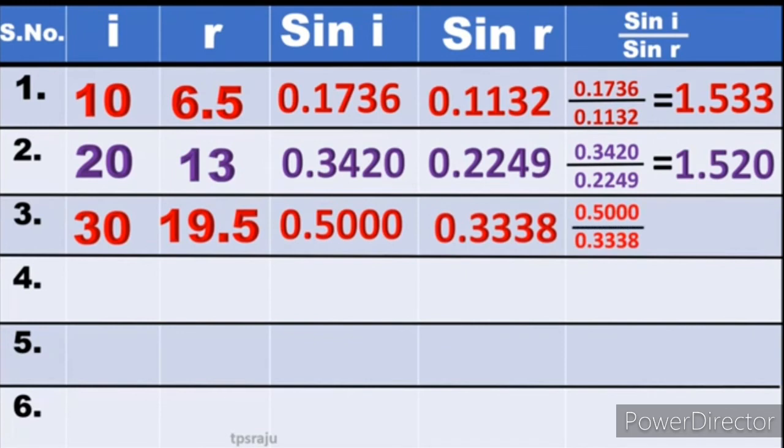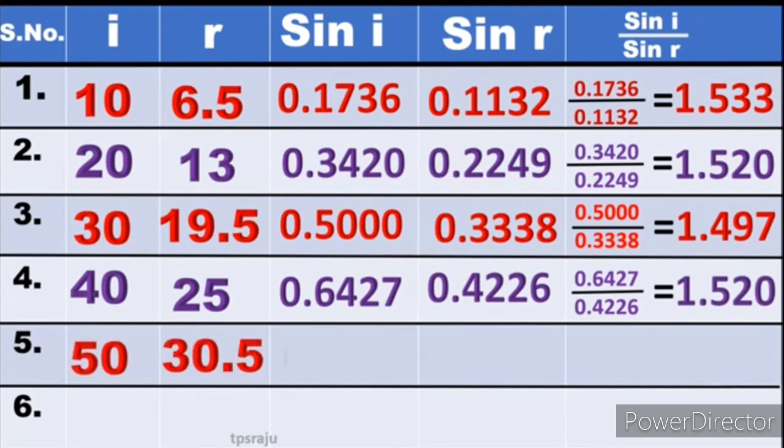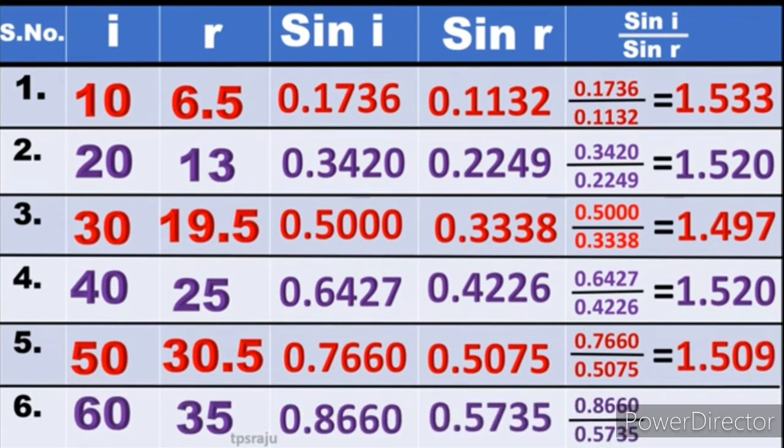Next, find out the ratio of sin i and sin r. For getting sine values, you will use a scientific calculator or sine table. Now, observe the values of sin i by sin r in all cases. Children, in all cases, is the value of sin i by sin r the same? Yes, it is nearly 1.5.